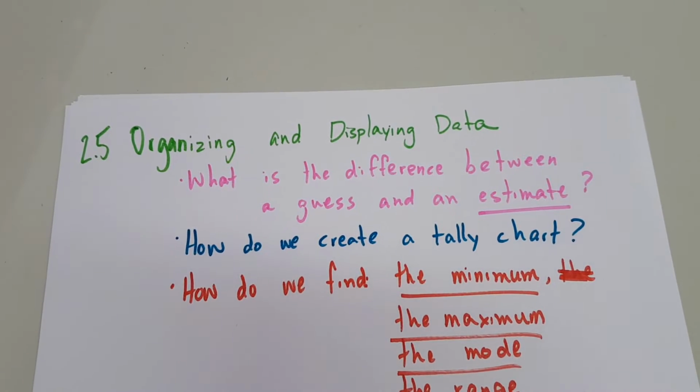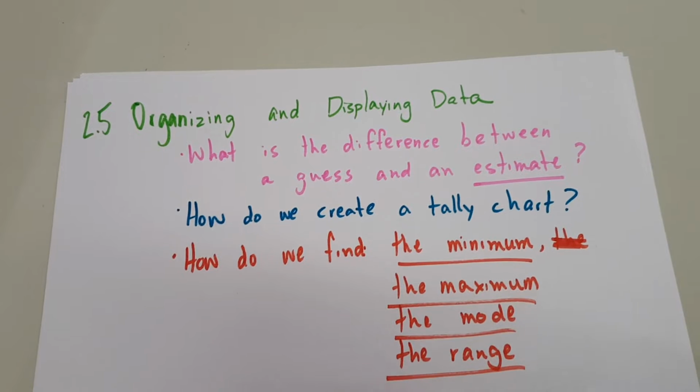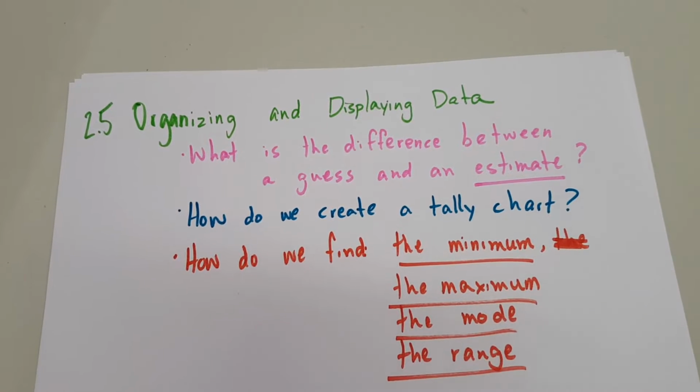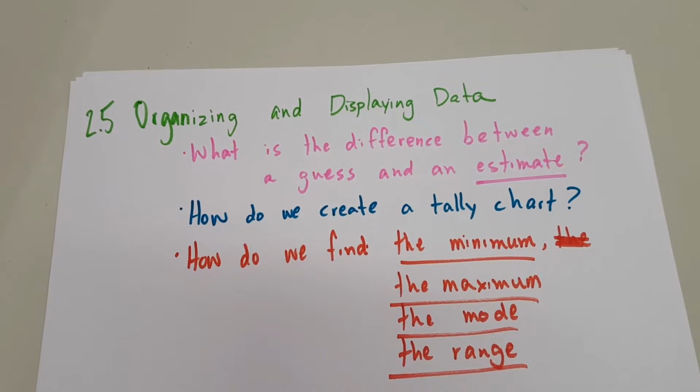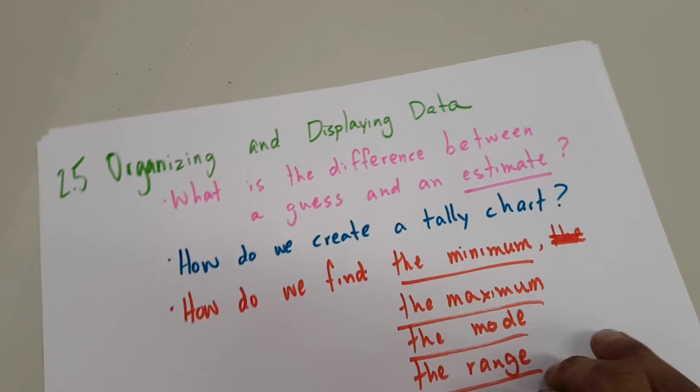All right, today lesson 4.3 is called Organizing and Displaying Data. We're going to answer what's the difference between a guess and an estimate, how do we create a tally chart, and how do we find the minimum, the maximum, the mode, and the range. So first, let's talk about a guess and an estimate.